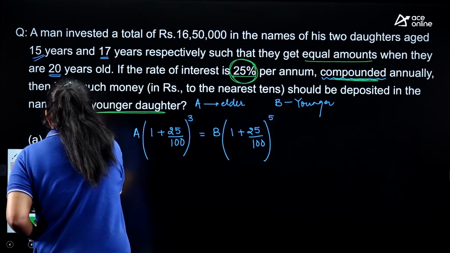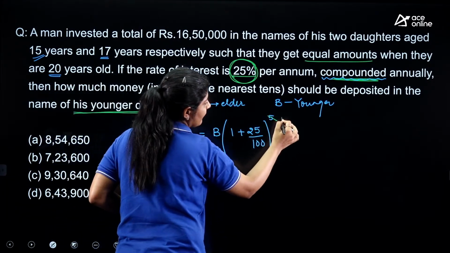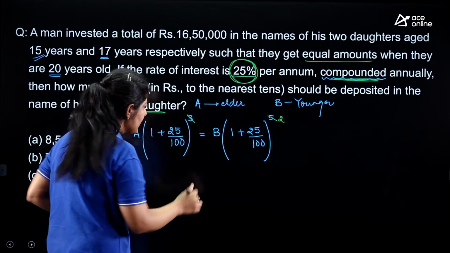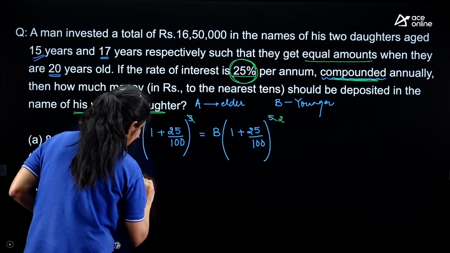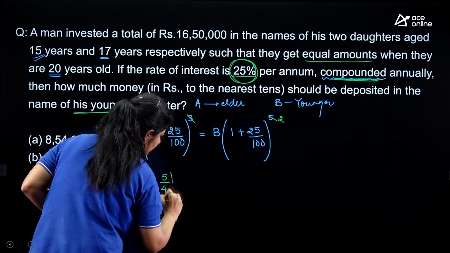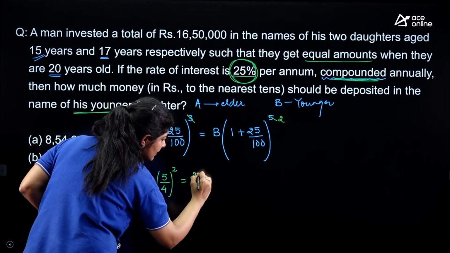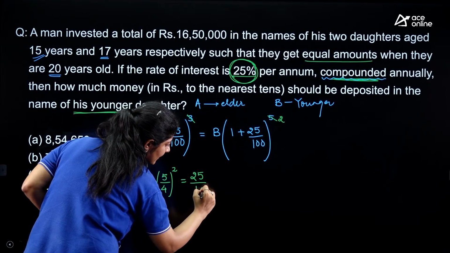So we can easily eliminate this 3 with this 5 and here we are left with 2, right? So I can simply write A by B is nothing but 5 by 4 whole square, right? Or I can also write it as 25 by 16.